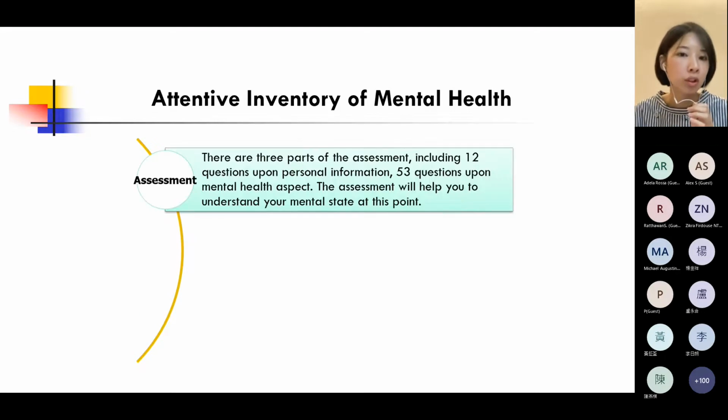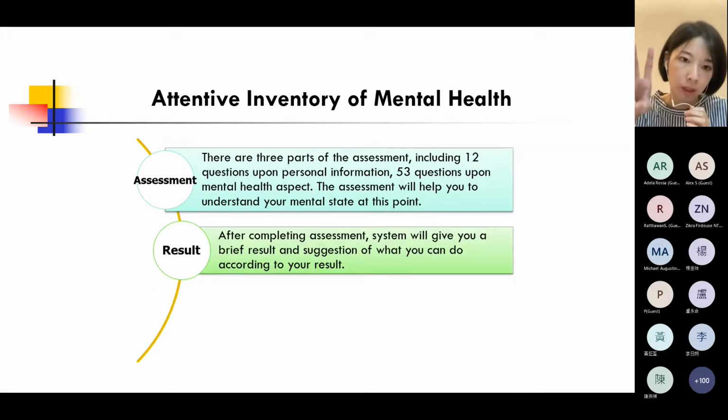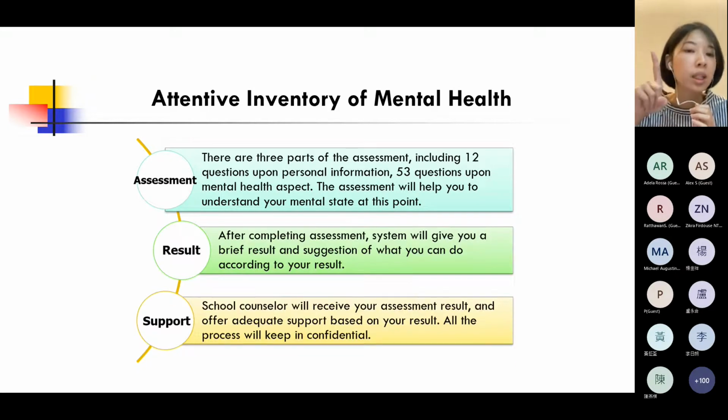So the tool we're going to use is called Intensive Inventory of Mental Health, and it is set on online platform. So in this part, there are 3 aspects we need to focus. The first one, the assessment itself. I will lead you to log in this online platform, so follow my instruction afterwards. Don't get hurry right now. There are going to be 12 questions upon personal information and 53 questions upon mental health aspects.